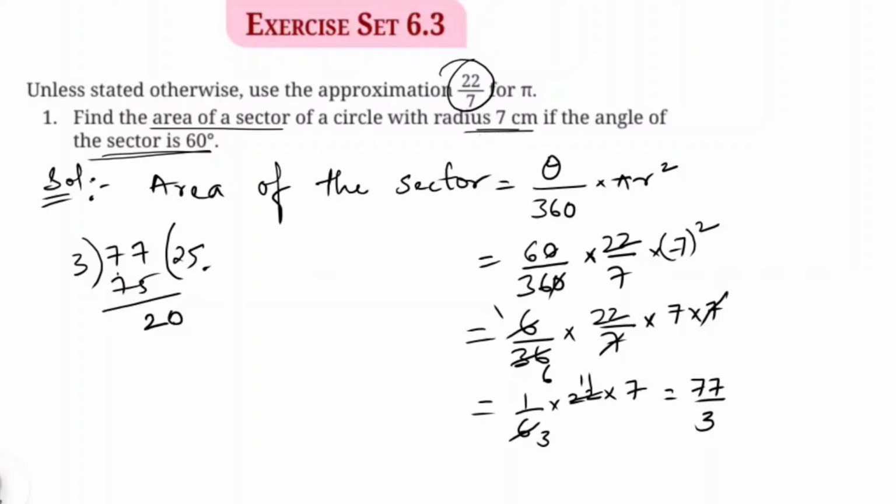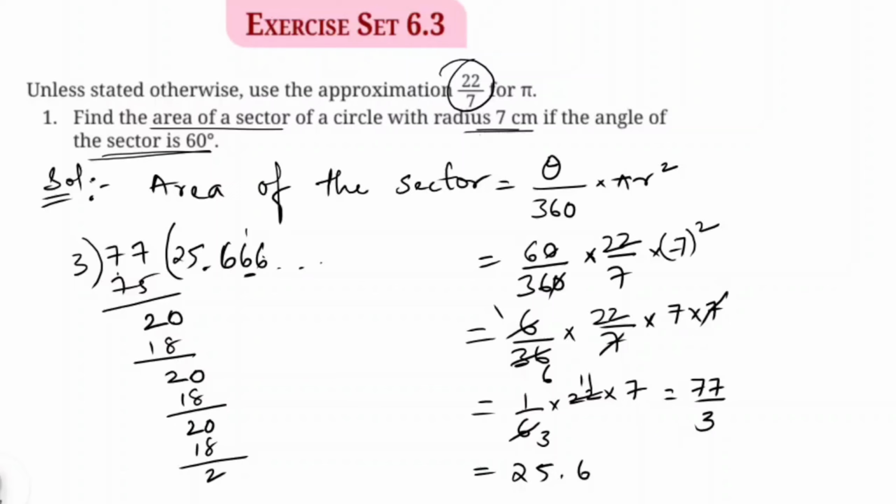Now we will take the help of decimal. 3 6s are 18, 2 left, 0.0. 3 6s are 18 again, 2 left, 0.0. 3 6s are 18. It will go on, so we need to stop it here. So let us do something. 25.6. I just want to stop it here, so we can add 1 and it will become 25.67 centimeter square.